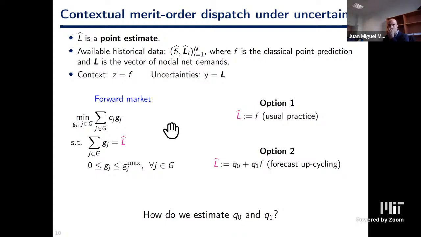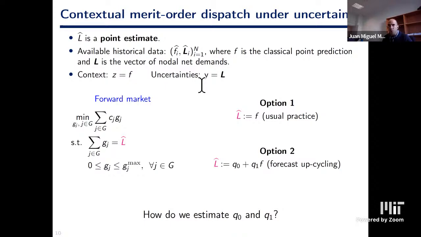Okay, so we make the very reasonable assumption that we have a data sample consisting of M pairs, Fi, Li hat, where Fi is the classical point prediction of the system-wise net load, and Li is the vector of nodal net demands that we have observed in the past. So we are going to use the classical point prediction Fi as the context.